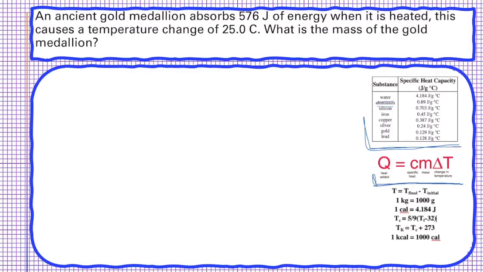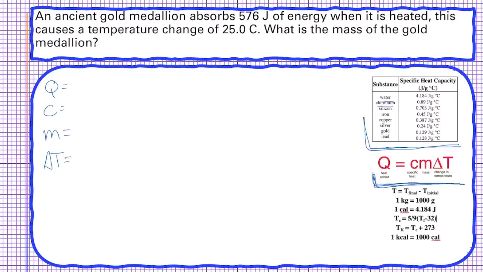So the first thing that I want to do is take all the values that are listed in my equation and make a list of them. So I have Q, I have C for specific heat. Remember, Q represents the heat added or taken away. And then I have mass, and then my change in temperature, okay?